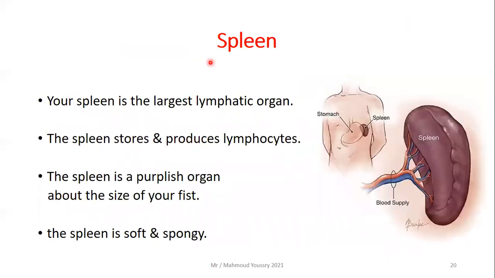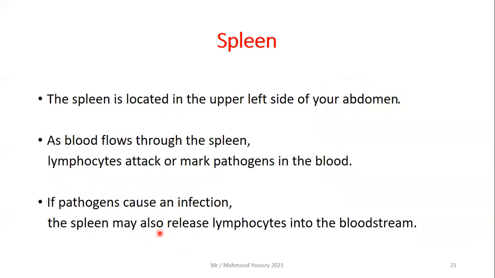Great. Then another organ in your lymphatic system is the spleen. Your spleen is the largest lymphatic organ. Can you see the spleen? It looks like it is behind the stomach, to its upper side. The spleen stores and produces lymphocytes. The spleen is a purplish organ. It is purple in color and about the size of your fist. Also, the spleen is soft and spongy. It is located in the upper left side of your abdomen.